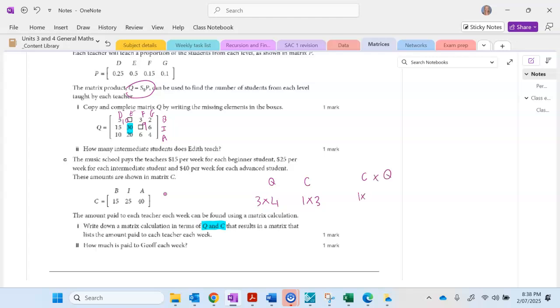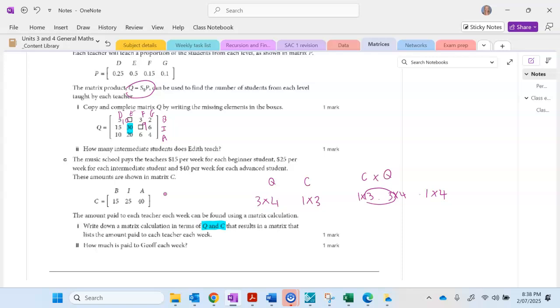So C being a 1 times 3 and Q being a 3 by 4, the inner numbers are the same, so we can multiply them, and then our product matrix is going to end up as a 1 times 4 matrix. So we have to write down the matrix calculation in terms of Q and C. So that's just C times Q. You can write down those matrices as well.